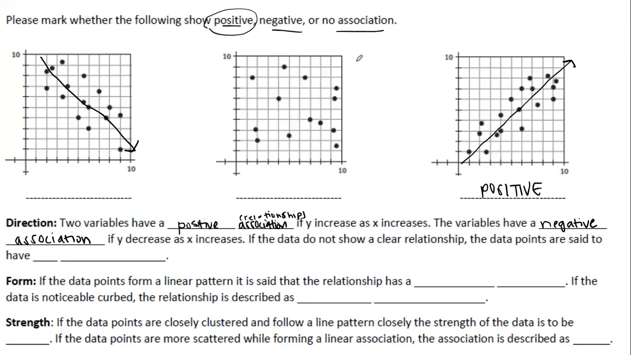An example of this would be like if I had a huge steak, the more I bit my steak, the smaller the steak would get, right? So the more I did something, the smaller it got, okay? So it'd be a negative association.